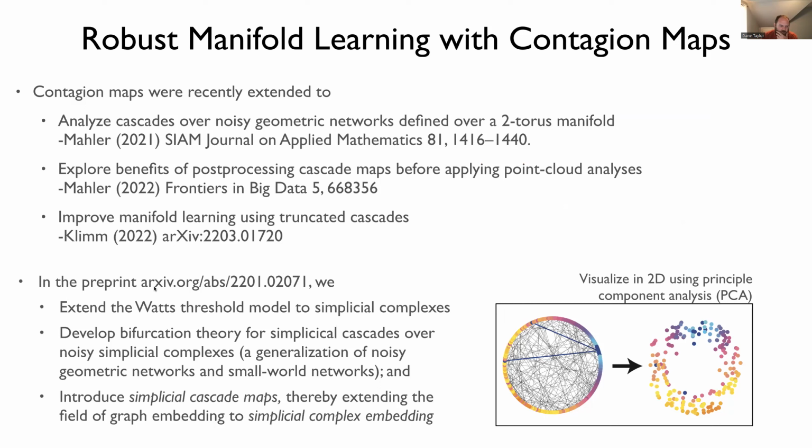oh, here we go. So in this preprint, we extend the Watts threshold model to simplicial complexes, develop some bifurcation theory. So we're calling these simplicial cascades. We study them on noisy simplicial complexes, which we introduce as a generalization of small world networks. So instead of short and long range edges, we have short range and long range simplices. And then we introduce simplicial cascade maps that allow us, instead of embedding a graph as a set of points in a metric space, to embed a simplicial complex as a set of points in the metric space.